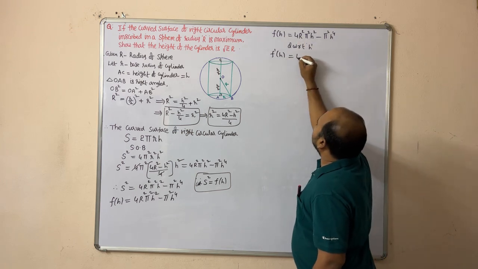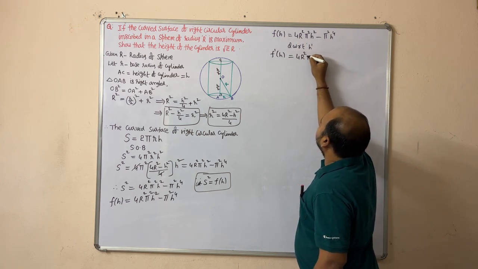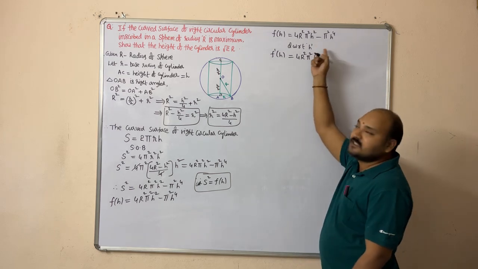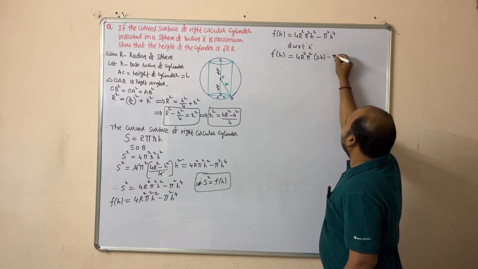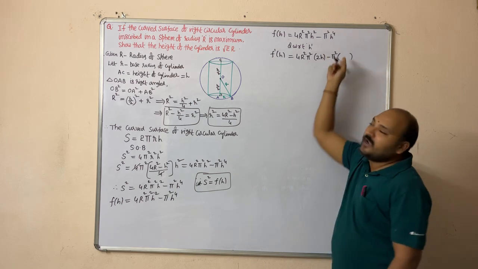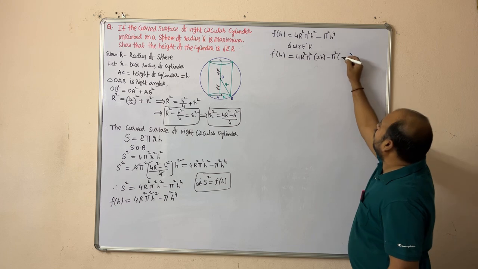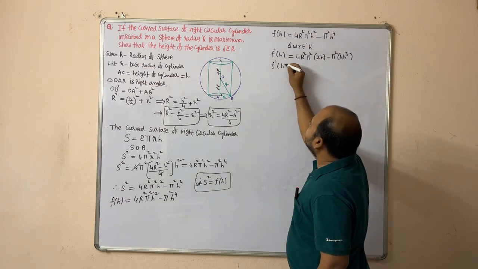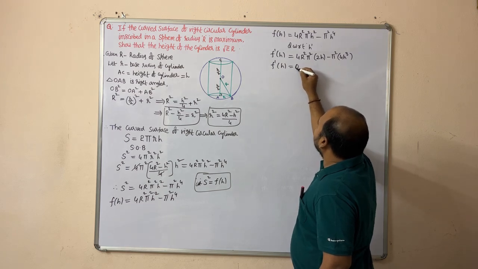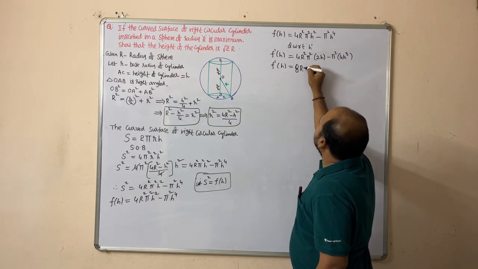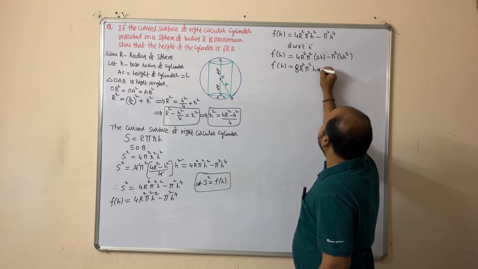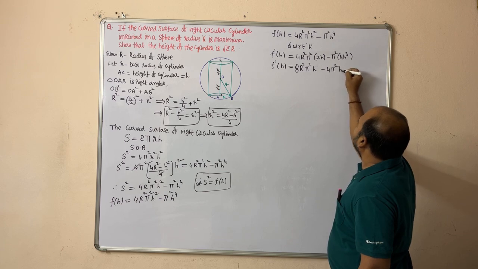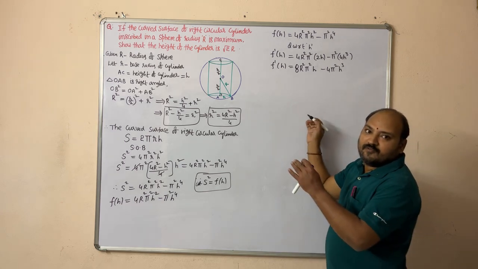4R square pi square is constant. H square derivative: d by dx of X square is 2x, so d by dh of H square is 2h. Minus pi square into d by dh of H power 4, which is 4h cube. So we can simplify: f dash of H is equal to 4 into 2, 8 R square pi square into H minus 4 pi square H cube. This is the value of f dash of H.